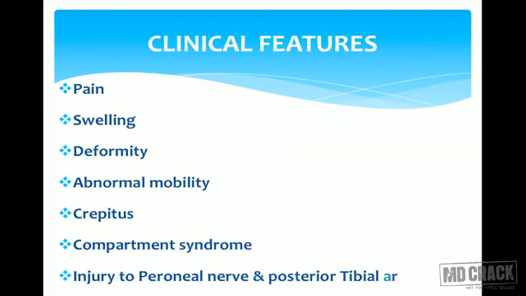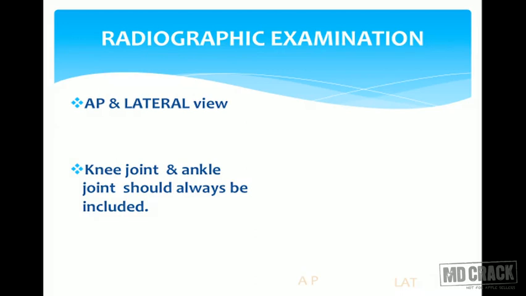The clinical features of fractured tibia are pain, swelling, deformities, abnormal mobility may be there, crepitus, and if these things are not taken care of, there are high chances of compartment syndrome and injury to the peroneal nerve and the posterior tibial artery. The X-ray investigation which has to be done is the X-ray of the affected limb, that is right or left, anteroposterior view as well as lateral view.